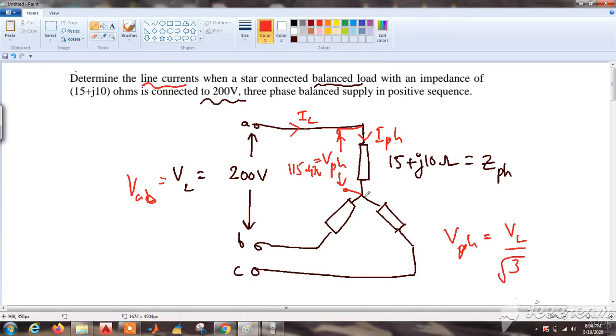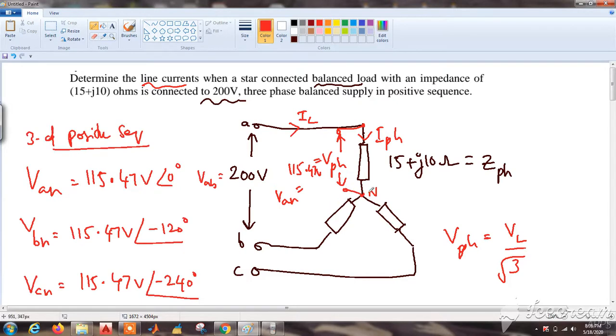Similarly, here in star connection, this is called the neutral point N, and this is point A. So we can call the phase voltage VAN. So VAN is equal to 115.47 volts. Similarly, we can write all three phase voltages in positive sequence: VAN is 115.47 angle 0 degrees, and VBN and VCN also have the same magnitude, only with a phase difference of 120 degrees because it is three phase with positive sequence.